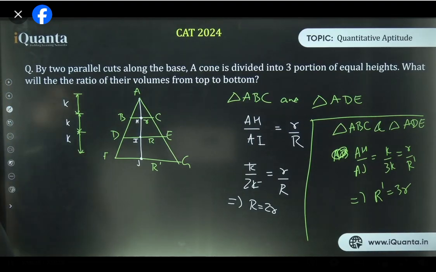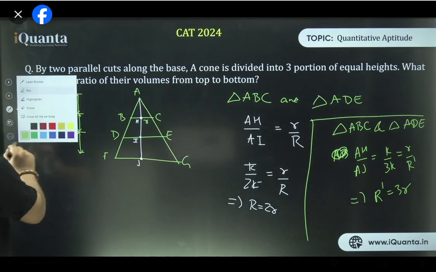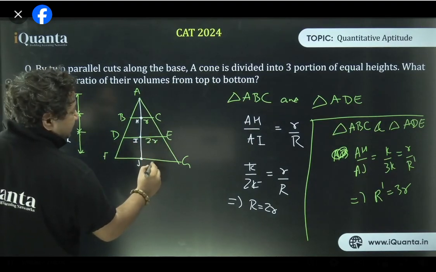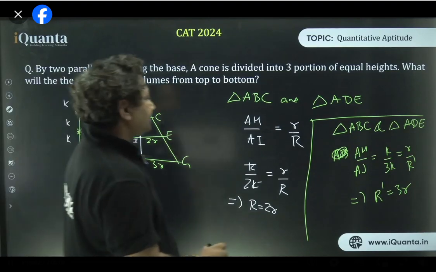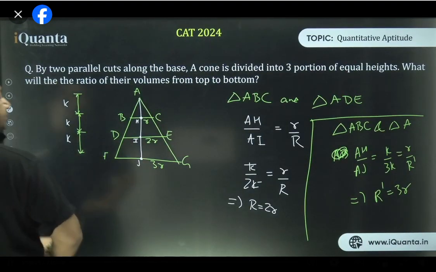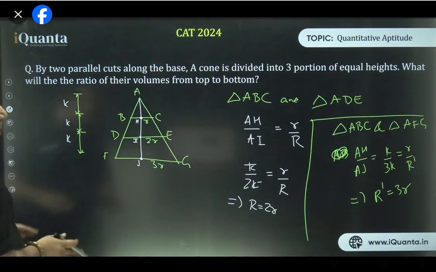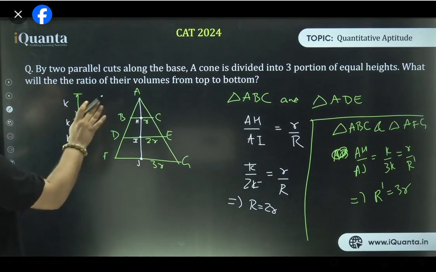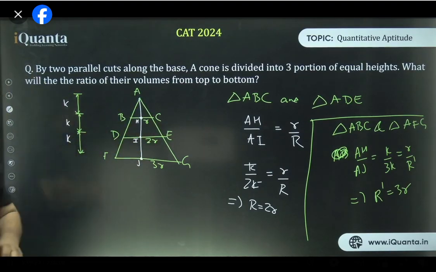Okay, so now we have all these things, so I'm replacing these two values. This becomes 2r and this becomes 3r. ठीक है? Is that clear, everyone? That was triangle AFG. Is that clear, everyone? ठीक है. So now we have to find the ratio of volumes from top to bottom. So ratio of volume of ABC, BCDE, and DEFG.